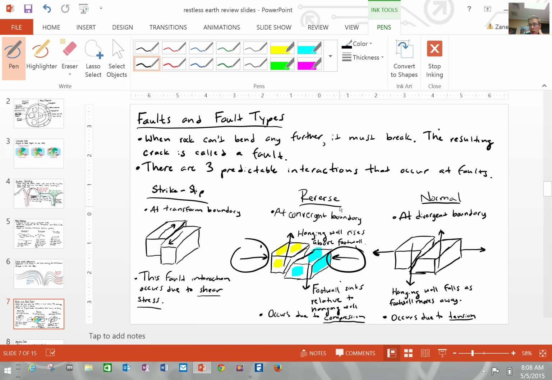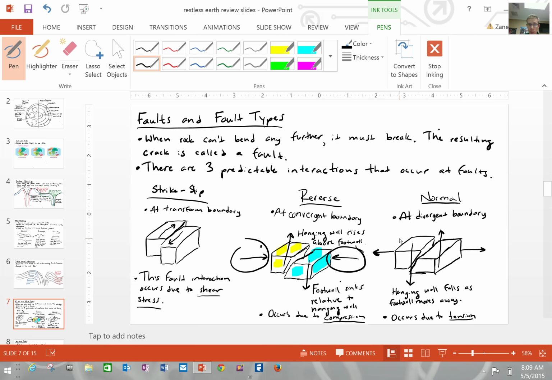This occurs due to a type of stress called compression. And you can imagine if you're compressing something, you're pushing it together. That's going to help you remember convergent boundaries, which are called reverse faults. Okay, don't really know where the reverse comes from, but just see if you can remember that.